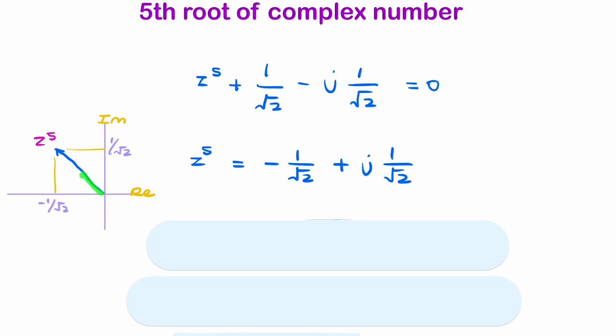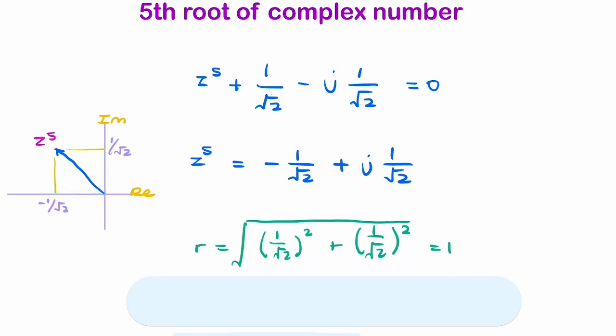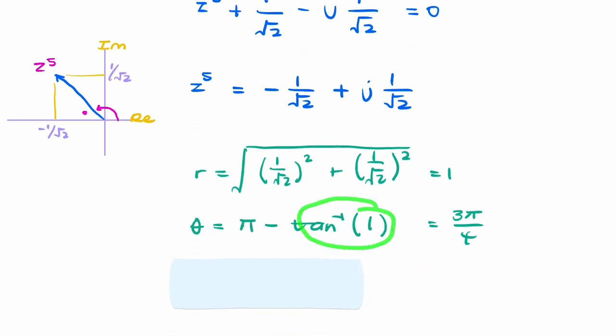And the magnitude is r, so this length, which would be the square root of this squared plus this squared. Okay, so that's how you would find r, and that gives you 1. And you'd find theta. Now remember, theta is the anti-clockwise angle from the positive real axis. So theta is this angle here. So I guess it would be pi minus this angle here. And this angle here is the inverse tangent of the imaginary over the real. And these are the same, so it's the inverse tangent of 1. The inverse tangent of 1 is pi over 4, so pi minus pi over 4 is 3 pi over 4. Remember, we're doing this in radians.